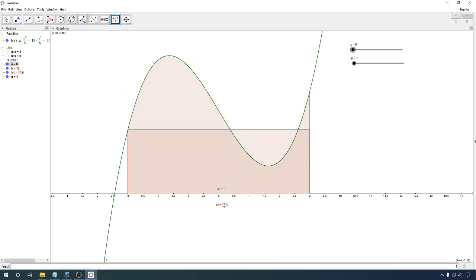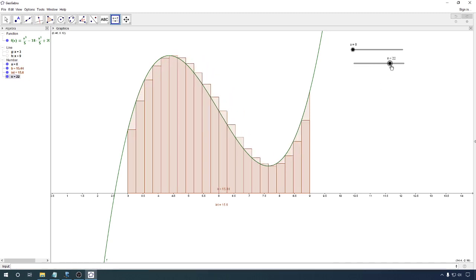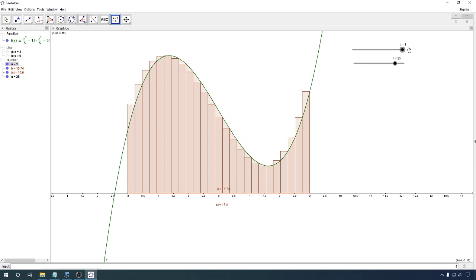But you can kind of tell that while our integral actually has a value of 15.6, that's the area under the curve, using one rectangle we can get values as high as 26 and as low as 5, around there. But if we pick more rectangles, we limit ourselves to a smaller range of values that we can get from looking at the sum of the areas of these rectangles.